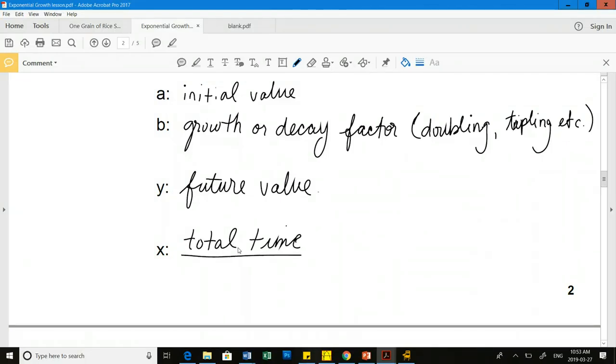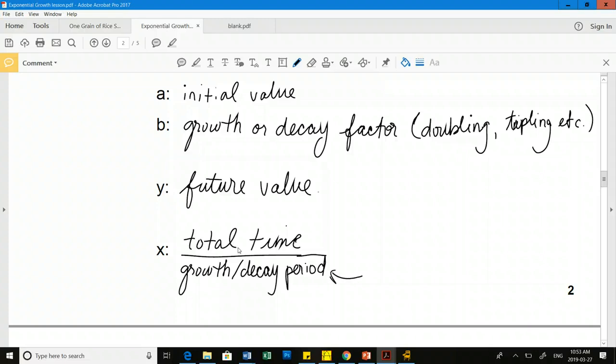over the time it takes for one growth or decay to happen, which we call the growth period or the decay period. So in our example above, our growth period was actually, it was tripling every day. So our growth period was 1 day in our example above.